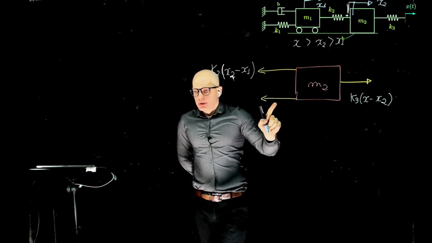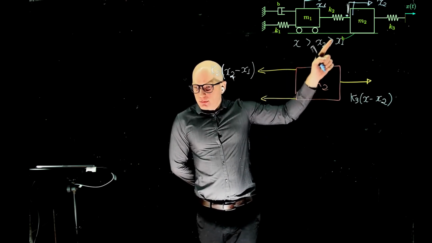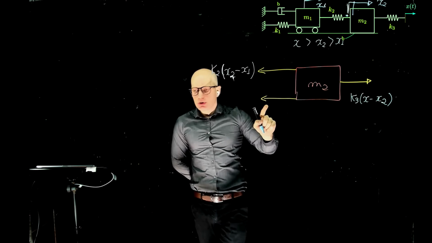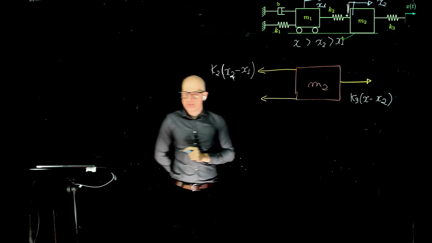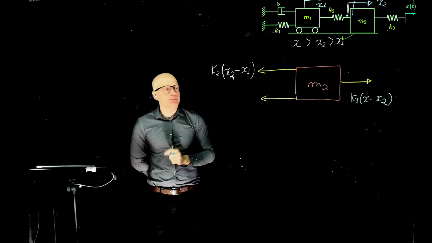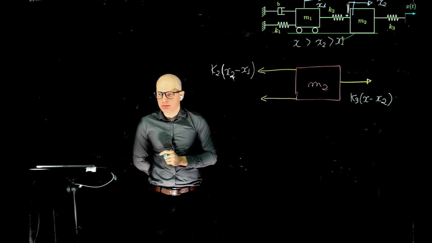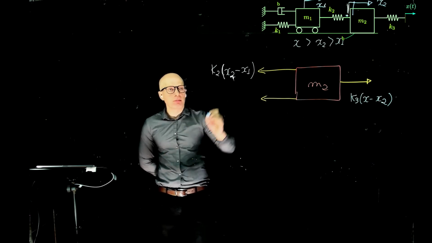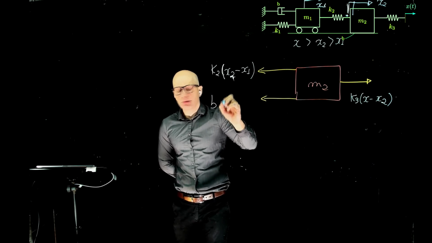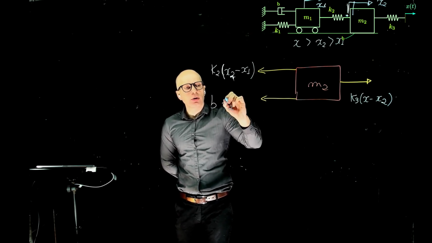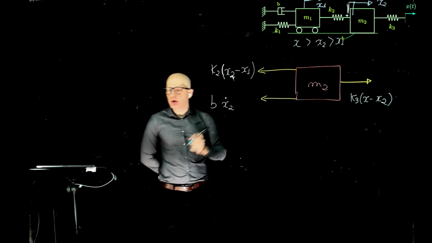Now what is this force? This force comes from viscous friction coefficient here, B. What is the magnitude of this force? There's a trick there. What is the magnitude of that force? Any guesses? B times x2 dot. B times x2 dot. Very good.